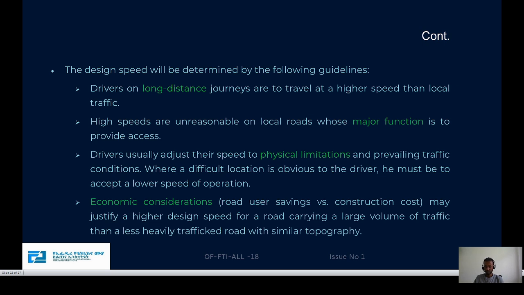For mobility purposes, where the major function is mobility, the speed is higher. Where the main function is access, the speed will decrease.